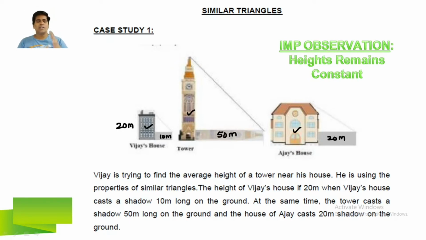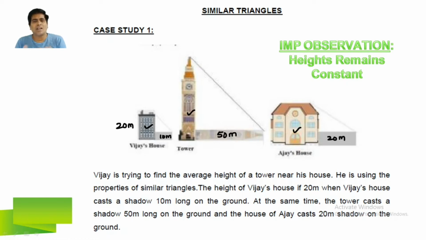Vijay's house height is 20 meters and shadow is 10 meters. We don't know the tower height, but the shadow is 50 meters long on the ground. Similarly, Ajay's house height we don't know, but the shadow length we know is 20 meters on the ground. So this is the question based on similar triangles. While you are doing the sum, what you have to keep in mind, I have already given an important observation.